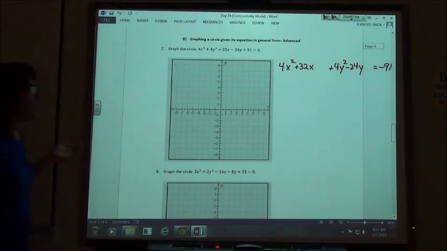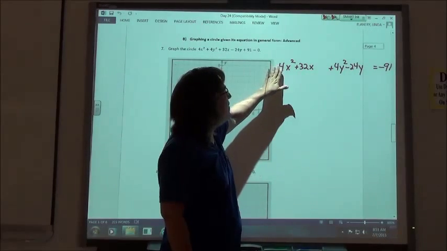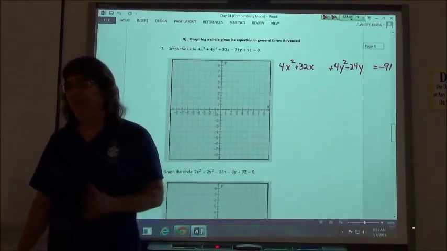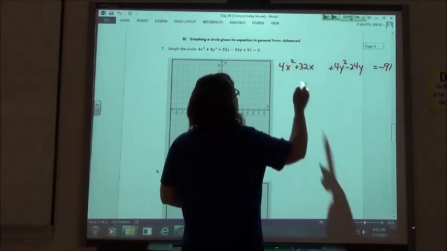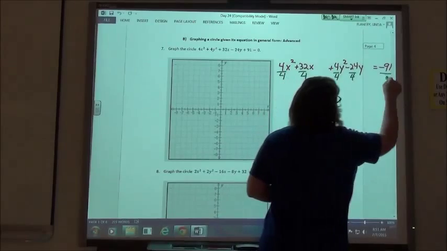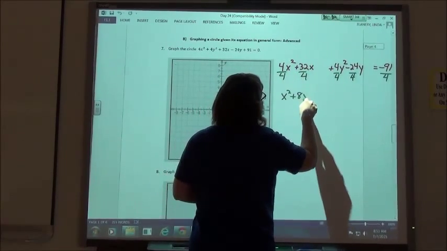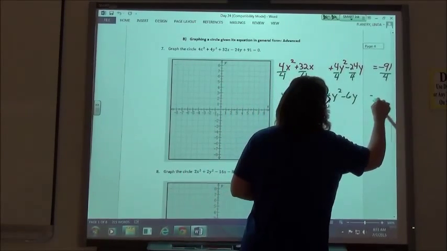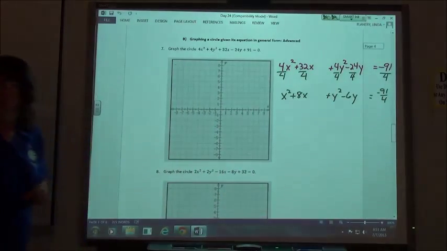Now, some books do this differently, but I would just go ahead and divide by my coefficient of 4 first, because you're going to have to get rid of it eventually anyway. So I'm just going to divide everything by 4. So here I'm going to get x squared plus 8x plus y squared minus 6y, and I'm just going to leave that as negative 91 fourths, because I don't think I can reduce it down.